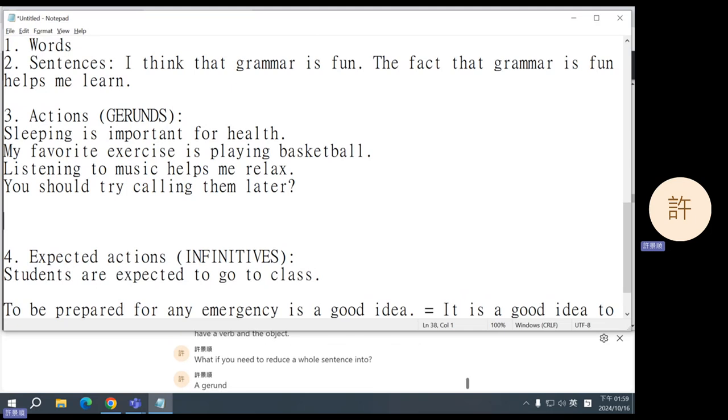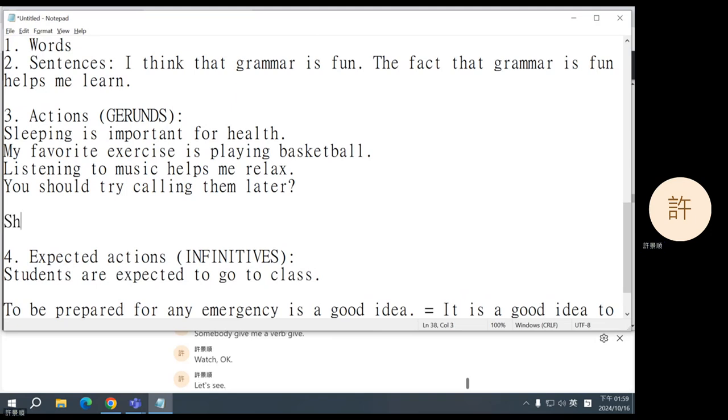So, for example, I hate examples. Somebody give me a verb. 给我一个动词. Watch. Okay. Let's see.